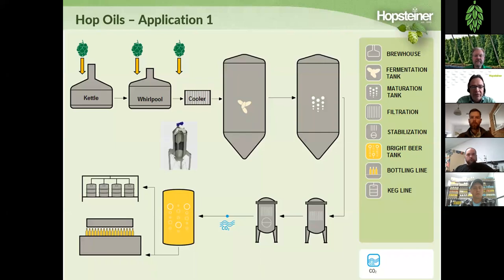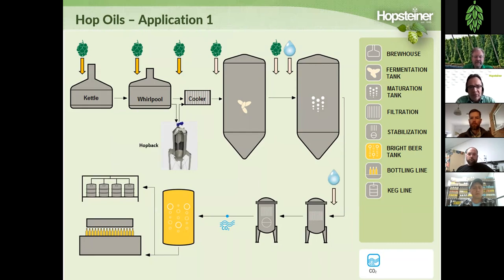The green cone means that is a point of addition, or we can use pellets, for example. We also have added this hop bag here. That could be an option that normally comes from the UK, guys. They have used it for centuries to bring hop flavor into the cask ales. And here, when we start with the first drop, that is the first addition point for hop oils. And that could be in between fermentation and maturation.